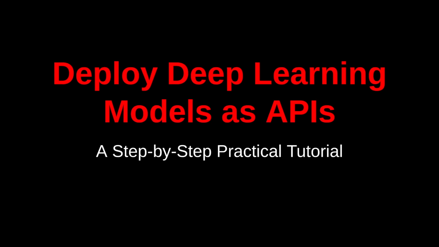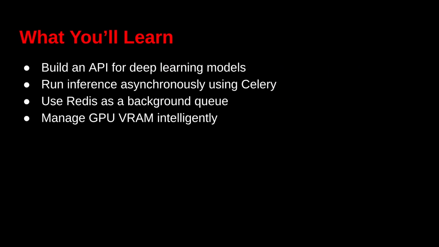In this video, we will learn how to deploy a deep learning model as an API using FastAPI, Celery and Redis. We'll also manage GPU memory using PyTorch and pynvml. We are going to build everything from scratch, step by step, and by the end of this video, you will learn to build an API for your deep learning models, run inference asynchronously using Celery, use Redis as the background queue, and also manage GPU VRAM intelligently. So in short, at the end of this video, you will have your own working inference API that can classify images asynchronously.